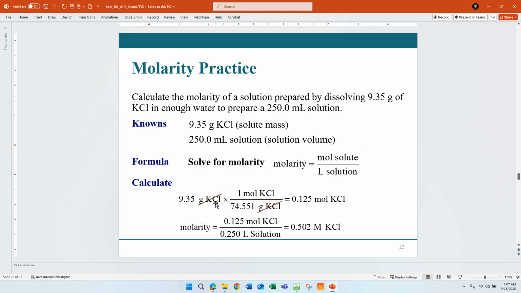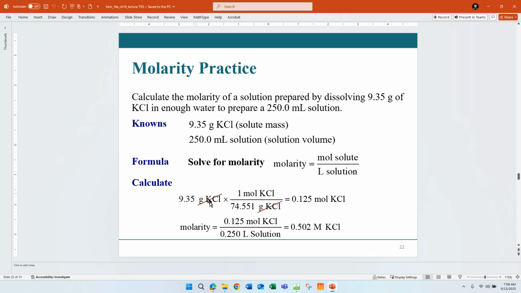So we take the given mass of the potassium chloride, and then we multiply it by 1 mole of potassium chloride divided by the mass of potassium chloride. And remember, that's taking the mass of potassium, 39.10, and adding it to the mass of chlorine, 35.45. Once we do that division, we get 0.125 moles of KCl.